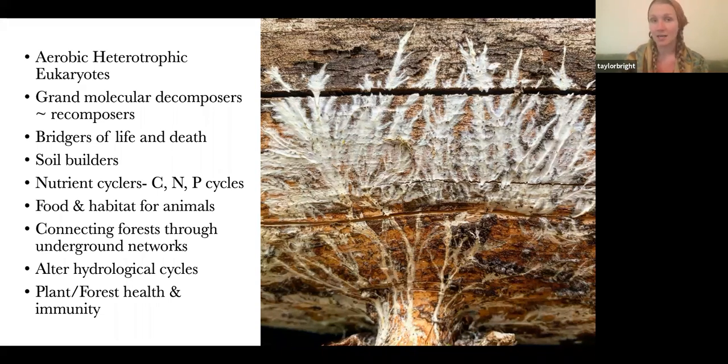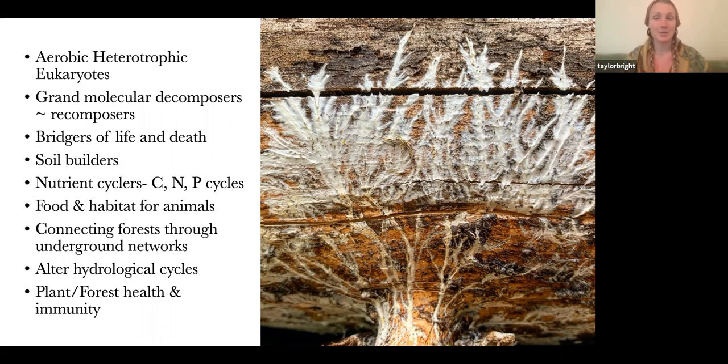So fungi are, this is a fancy word, aerobic heterotrophic eukaryotes. And that really just means that they breathe air just like we do. Fungi actually inhale oxygen and exhale carbon dioxide, while plants inhale carbon dioxide and exhale oxygen. So that's a huge difference. Fungi are heterotrophic, meaning they need to get their food from the outside environment. Plants are autotrophic, so they make their own food from sunlight and water through photosynthesis. But fungi actually have to eat food from their outside environment just like we do.